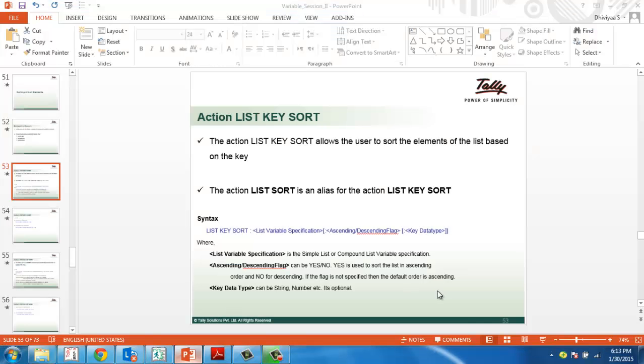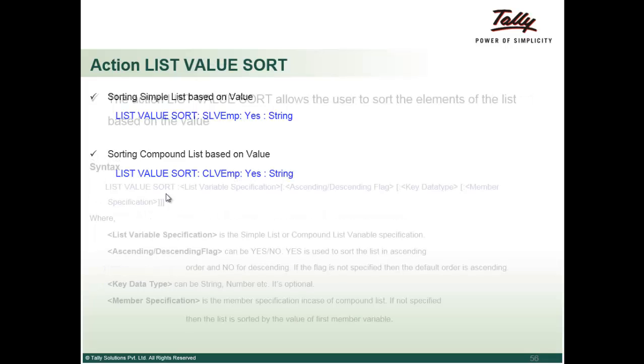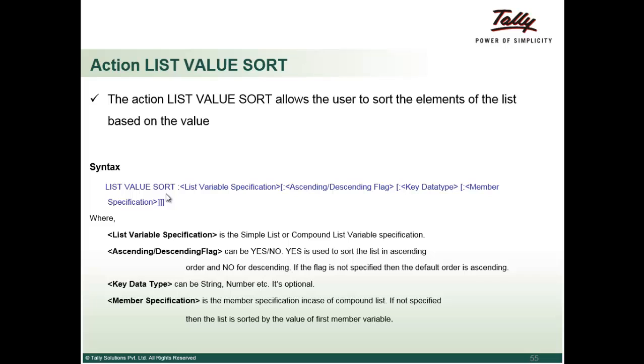So now let us go to the next sorting action. The next sorting action is list value sort. We saw a sorting which sorts the elements of the list variable based on the key. Now we have the action list value sort, which allows the user to sort the elements of the list based on the value of any member variable.